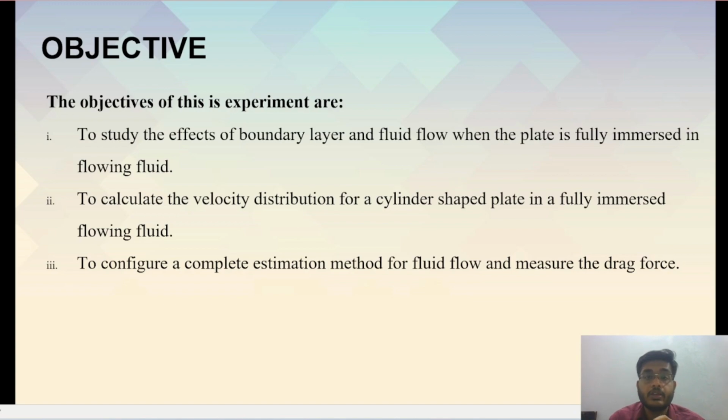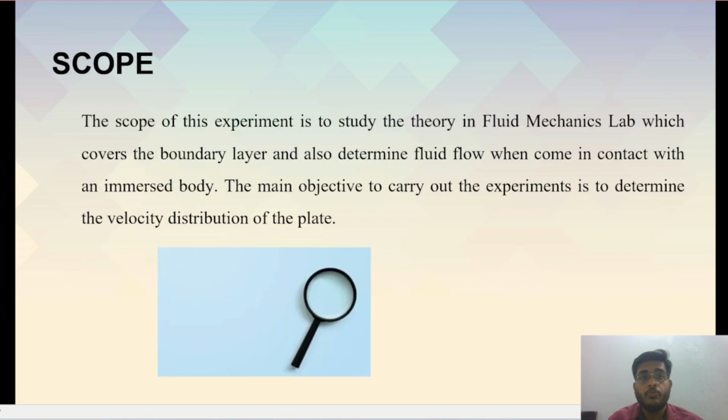Second is to calculate the velocity distribution for a cylinder shaped plate in a fully immersed flowing fluid. And third is to configure a complete estimation method for fluid flow and measure the drag force. These three were our main objectives, and we are proud to say that we have achieved these outcomes and presented them in our results, discussion, and conclusion. We also have a scope for this E2/2 experiment. The scope is to study the theory in fluid mechanics that covers the boundary layer concept and determines the fluid flow when it comes in contact with an immersed body.